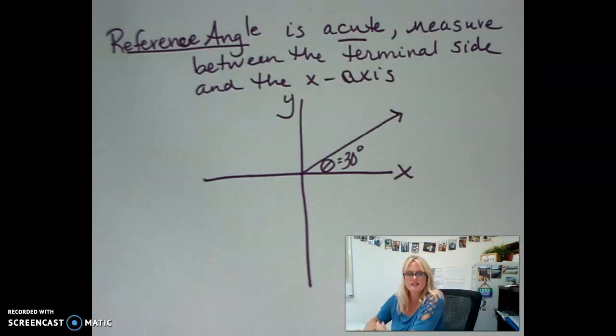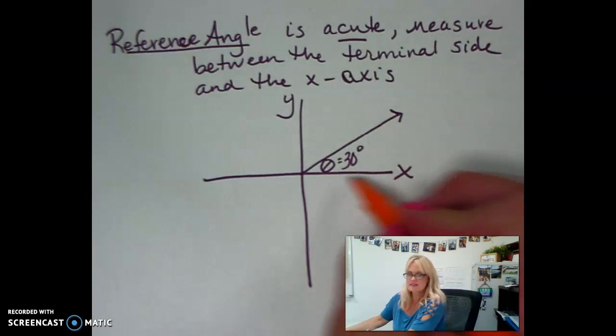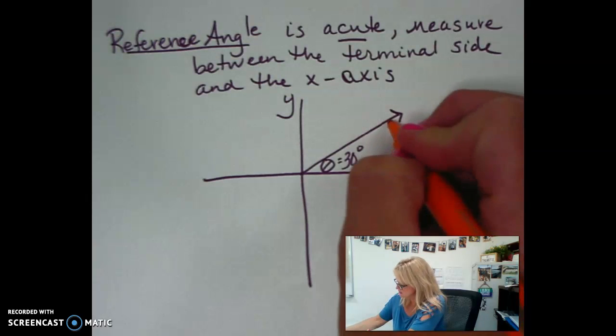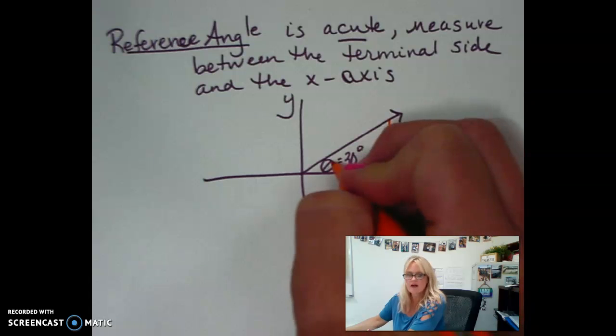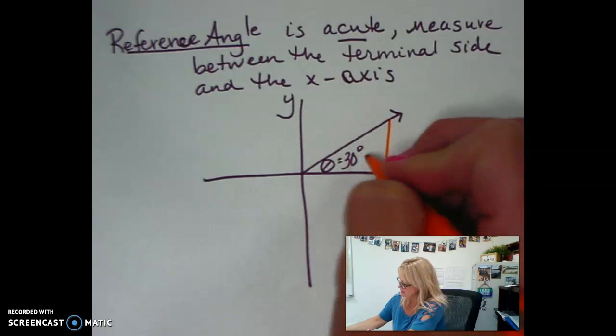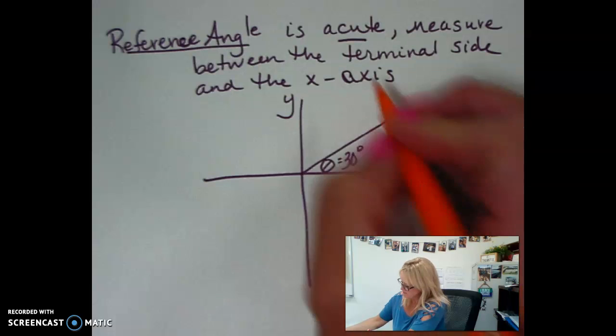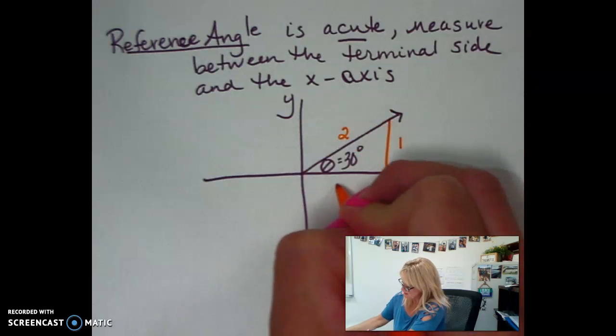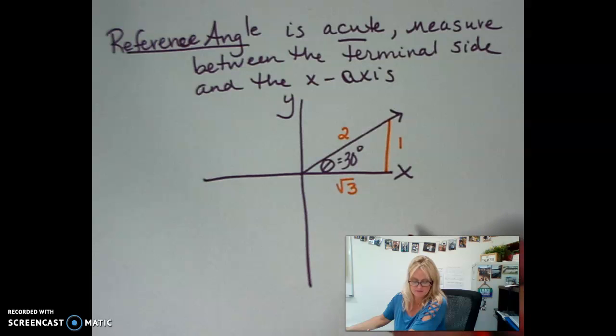So a reference angle is acute, so that means less than 90 degrees. And it's the measure between the terminal side and the x-axis. So remember, the terminal side is the ending side and the x-axis. So here, this would be our reference angle of 30. Let's say that this is 1, this is 2, and this is the square root of 3.